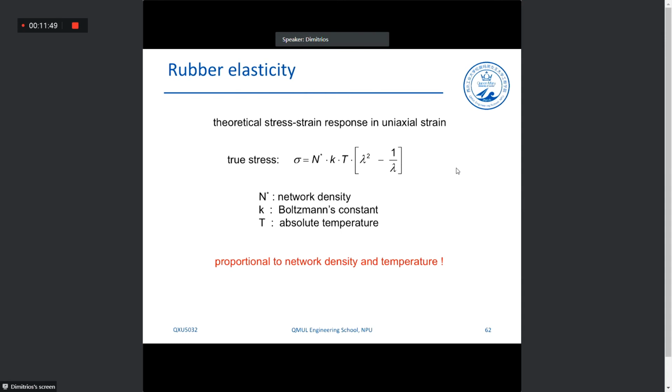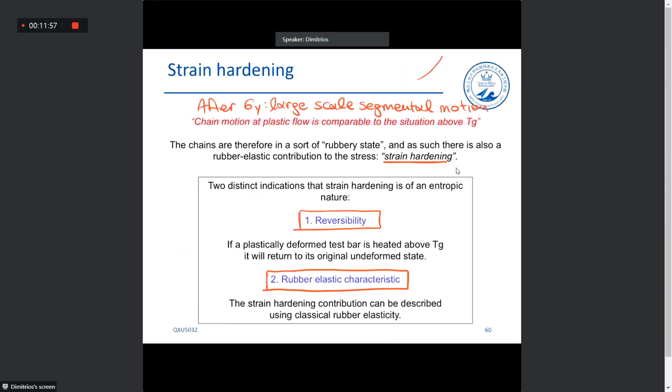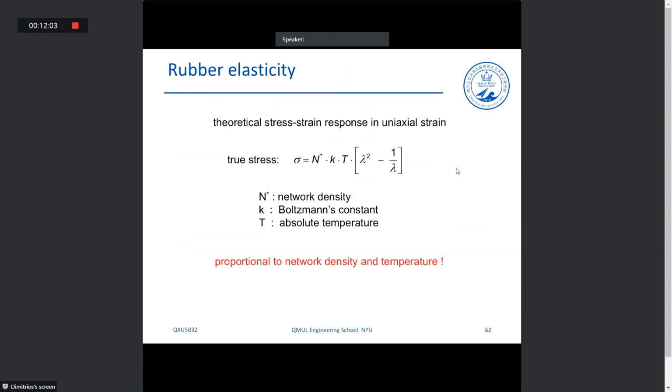And also something interesting in terms of the reversibility and nature of stress hardening. The most entropic nature materials are elastomers, okay? So we have seen already that the true stress of elastomers has to do with the network density, okay? So the more dense the sample is, the higher the network density, the higher will be the ultimate tensile stress, okay?